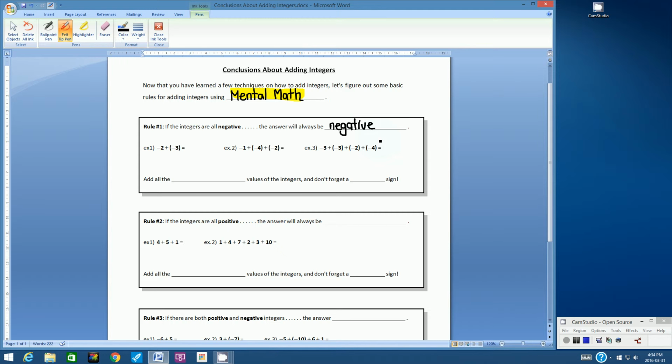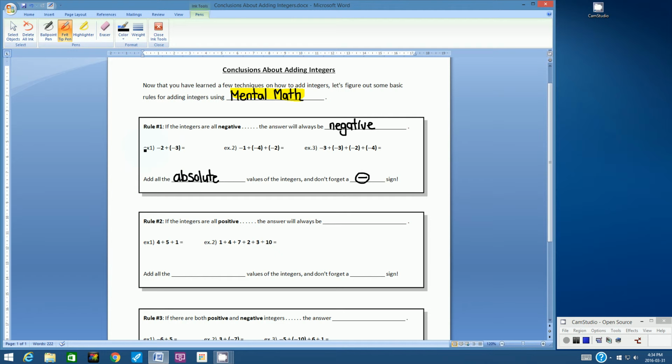Let's look at this sentence here. The rule is, we add all the absolute values of the integers, and don't forget a negative sign for your answer, because our answer is going to be a negative integer. So let's review. What does absolute value mean? Well, the absolute value is simply the number. So for example, -2, its absolute value is 2. We just take away whatever sign is in front of that integer. So add all the absolute values of the integers.